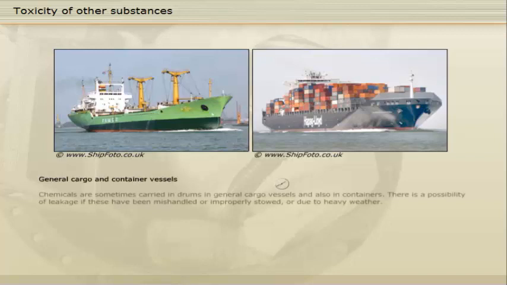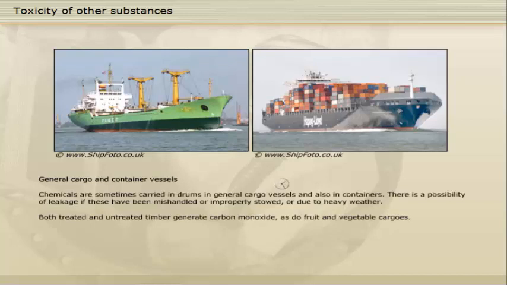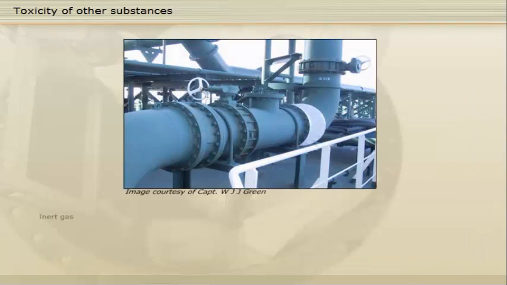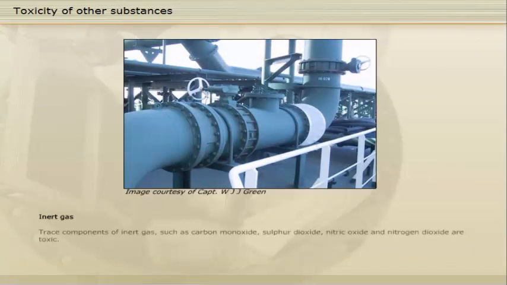Chemicals are sometimes carried in drums in general cargo vessels and also in containers. There is a possibility of leakage if these have been mishandled or improperly stowed, or due to heavy weather. Both treated and untreated timber generate carbon monoxide, as do fruit and vegetable cargoes. Trace components of inert gas, such as carbon monoxide, sulfur dioxide, nitric oxide, and nitrogen dioxide, are toxic.